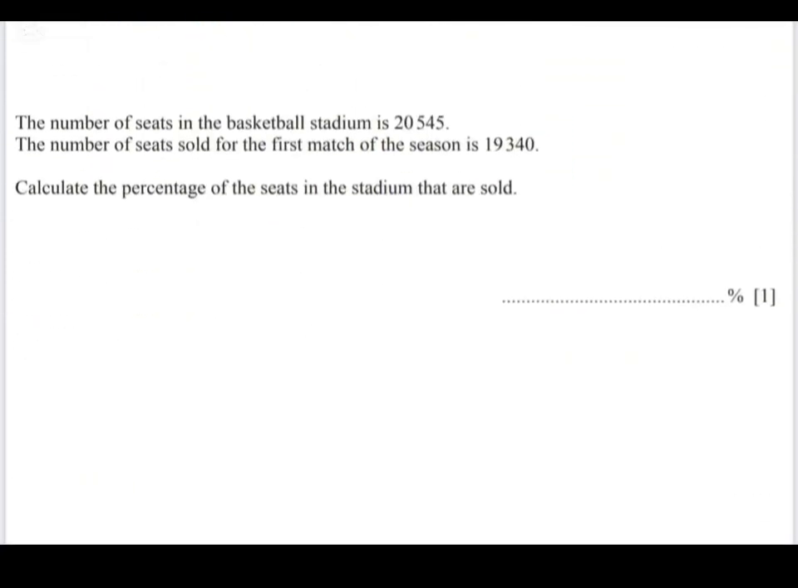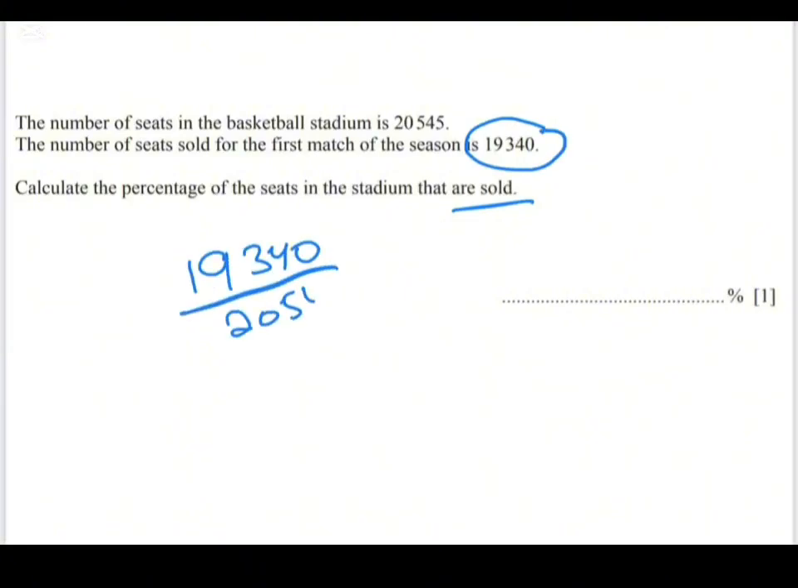The number of seats in the basketball stadium is 20,545. The number of seats sold for the first match of the season is 19,340. Calculate the percentage of the seats in the stadium that are sold. So we need to find out the percentage that's sold. You can see that the seats sold are 19,340 and the total seats are 20,545. So to find the percentage, we need to multiply by 100. That's it. 19340 divided by 20545 multiplied by 100. So the final answer is 94.1. That's it. 94.1% of the seats are sold.